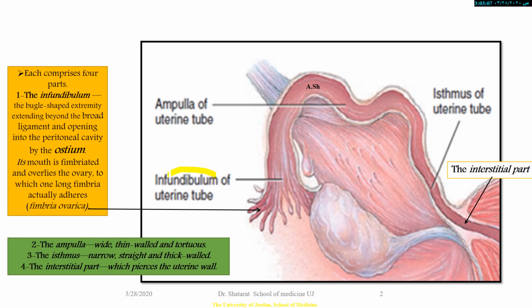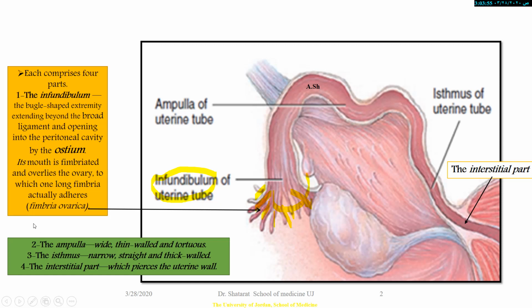As you can see here, it's the part that communicates with the abdominal cavity. It's the closest part to the ovaries. It has an ostium here, and this ostium has these finger-like projections. We name them fimbriae. Before ovulation, these fimbriae, finger-like projections, sweep over the ovary to catch the ovulated egg.